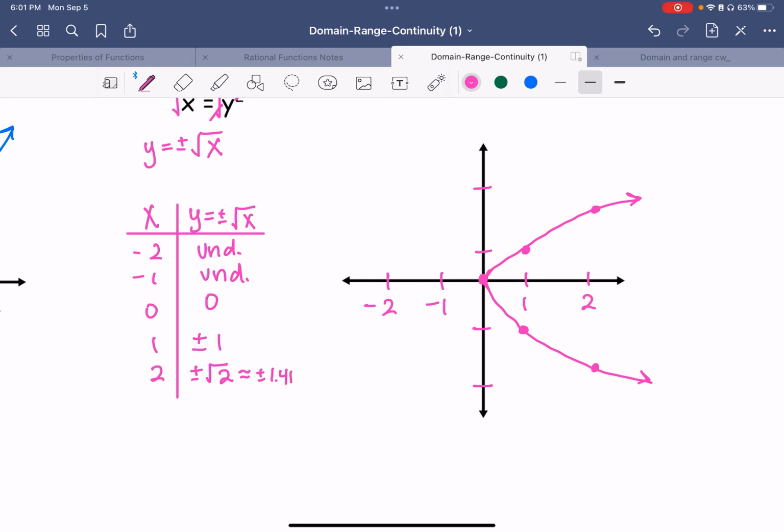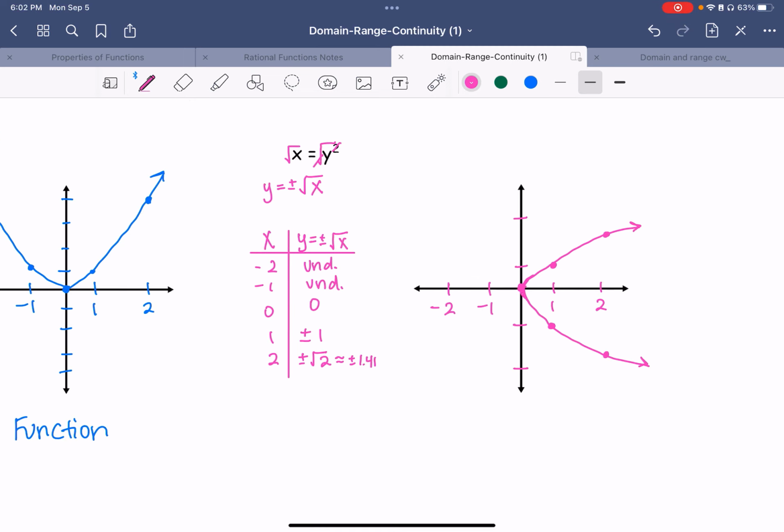This should be more rounded, just like the other one. It kind of came out a V again, but you know what I'm trying to draw, I hope. Okay, so that's what the graph looks like. And basically what that creates is that the top half of that is the positive square root of x, and the bottom half is the negative square root of x.